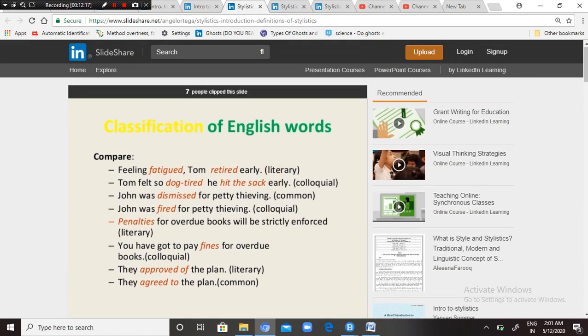Classification of English words, compare. Feeling fatigue: Tom felt tired early, literary. Tom felt so dog tired, he hit the sack early. John was dismissed for petty thieving. Penalties for overdue books will be strictly enforced. You have to pay fines for overdue books. He approved of the plan, literary. He agreed to the plan, common.